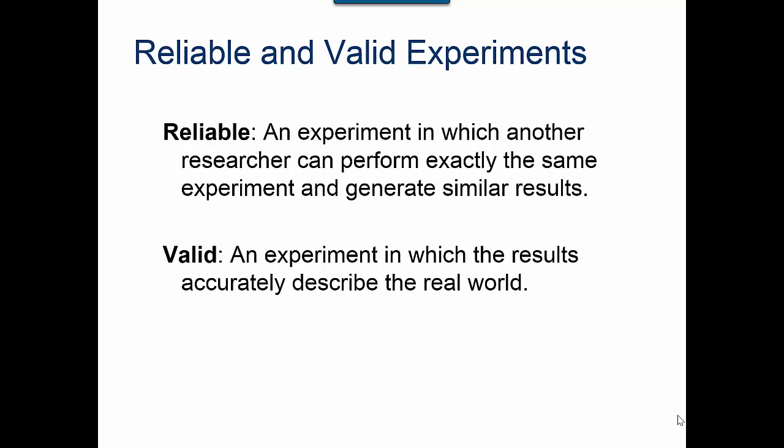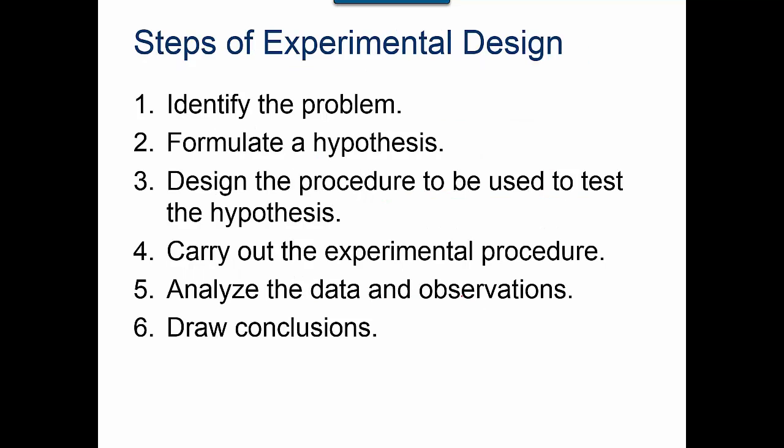We would like our experiments to be reliable and valid. Reliability is important because that tells me that someone else can do your experiment, they can perform it the same way, and they should get the same results. If you can't, then your experiment really isn't very reliable. We also want experiments to be valid because scientists are trying to explain the world around us, and so we want our results to be able to describe a real-world problem or question.